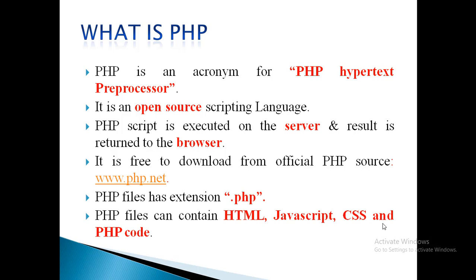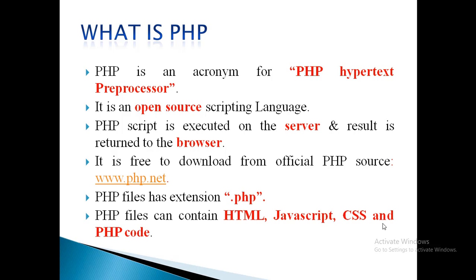And then a PHP script is executed on the server and the result is returned in the browser. That means for execution you need a server. There are lots of servers available, and the result is returned to the browser. That means you need a browser to display the result of your program. And it is free to download from the official PHP source, that is www.php.net, that I have already discussed in my first tutorial, from where I installed the XAMPP server.